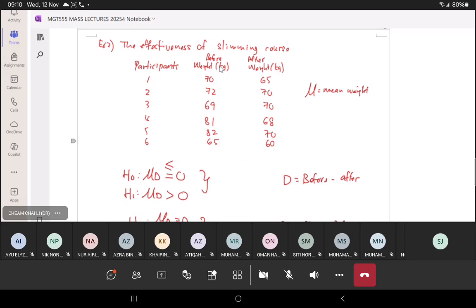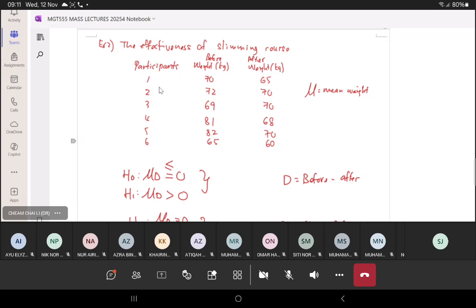So before the course starts, they have to weigh themselves. Each person must be weighed first. Okay. So participant one is 70 kg, the second is 72, and so on and so forth. The last participant is 65 kg. So after say six months of the slimming course, they are asked to weigh themselves again, right?